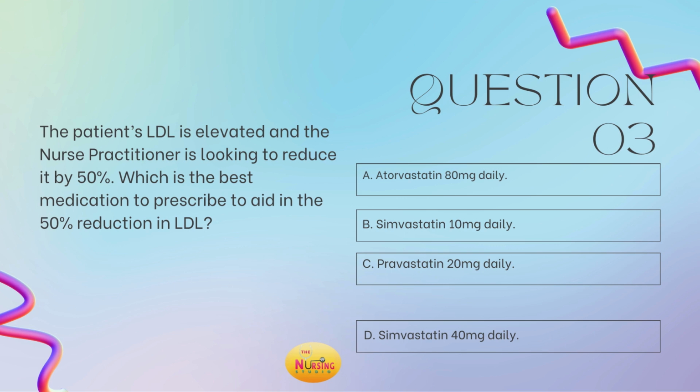Is it A, atorvastatin, 80 milligrams daily? B, simvastatin, 10 milligrams daily? C, pravastatin, 20 milligrams daily? Or D, simvastatin, 40 milligrams daily? Take a moment and tell me what you got in the comments.